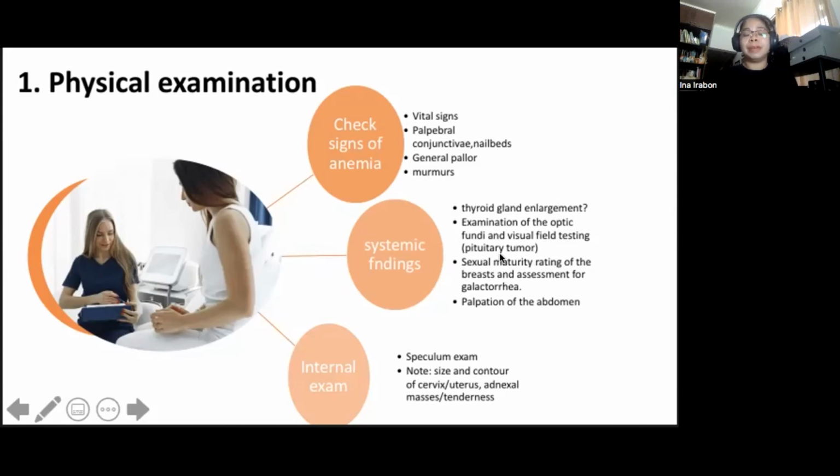For the systemic findings, check the thyroid. Check the optic fundi and do visual field testing.